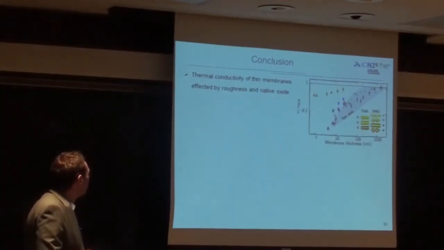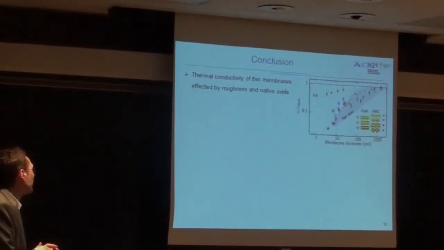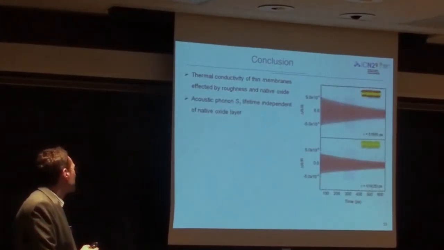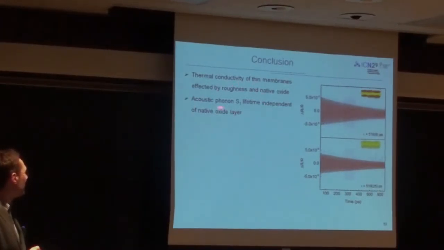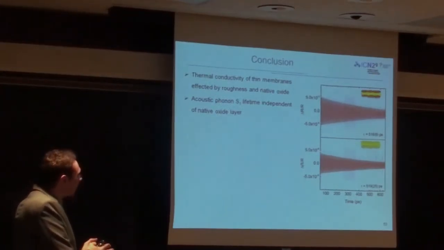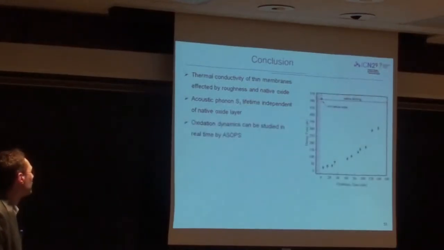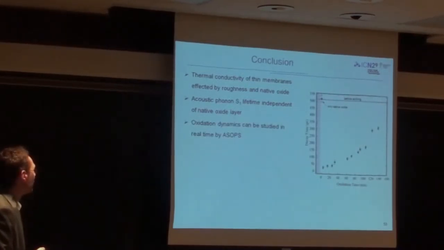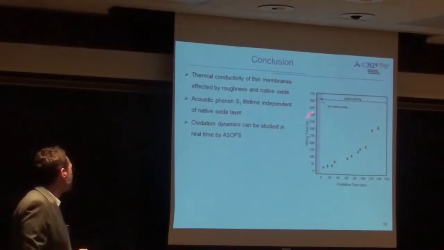On the other hand, we've seen that thermal conductivity in thin membranes is affected very much by roughness and the native oxide layer, that you can measure the acoustic phonon lifetimes independent of the native oxide layer. So that is basically explained by the fact that these are gigahertz phonons and the other ones are basically terahertz phonons, the thermal phonons. So you have very different wavelengths, and of course you would expect that they respond differently to 1 nanometer of surface roughness.